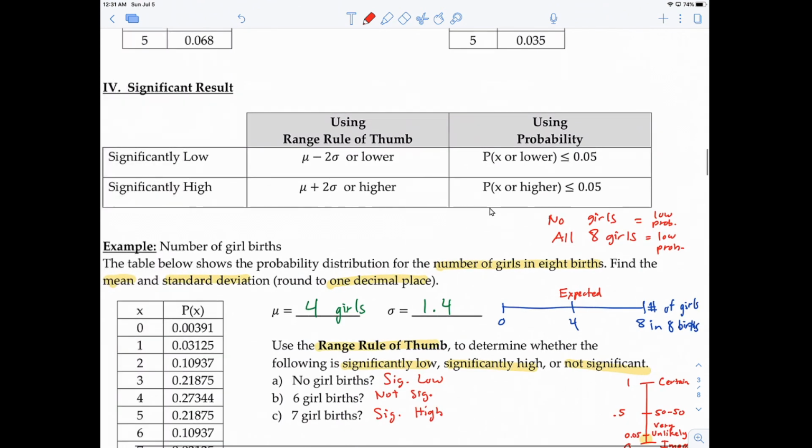So if the probability of 8 girls is low, which it should be, it would be significantly high. Likewise, if we go all the way to 0 girls, which is also very unlikely to occur, we would say that is significantly low, because we should expect the probability to be low, since that's very unlikely to occur, right? So significantly low.